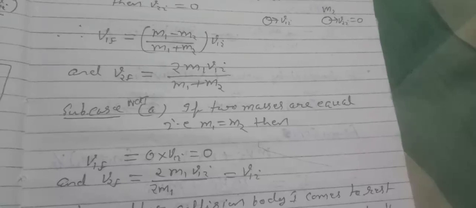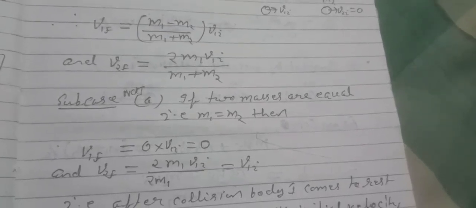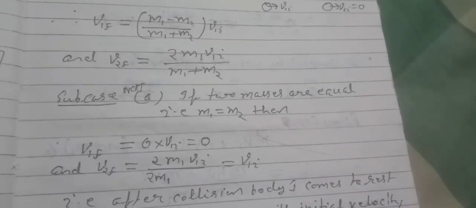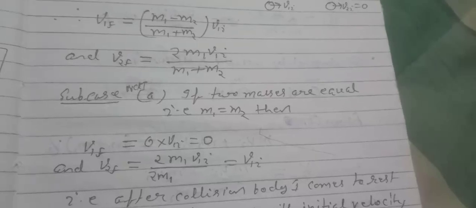Sub case A. If the two masses are equal, that is m1 and m2 are equal, then v1f = 0 × v1i = 0, and v2f = 2 m1 v1i/(2 m1) = v1i. That is, after collision, body 1 comes to rest and the second body moves with the initial velocity of the first body.